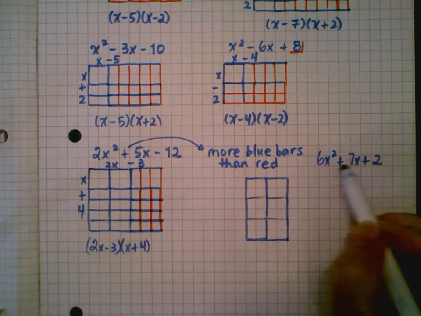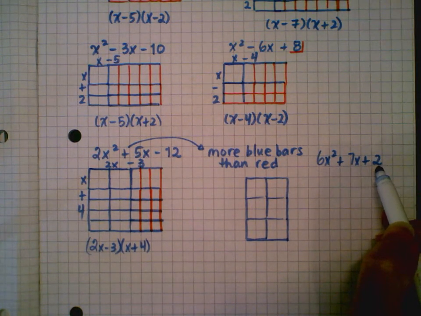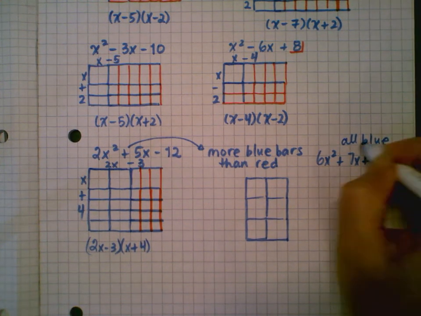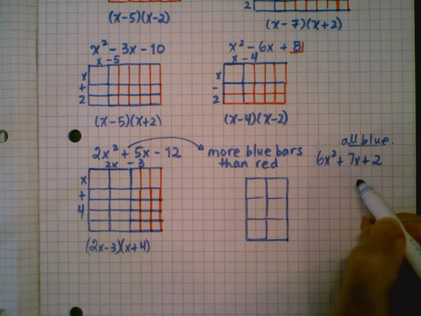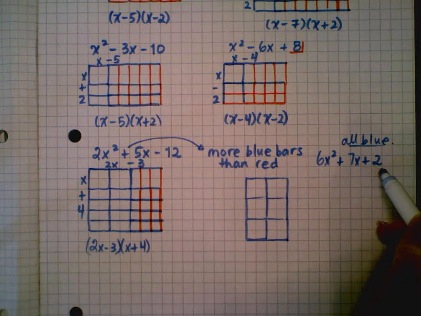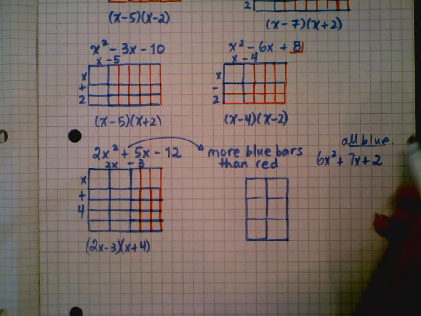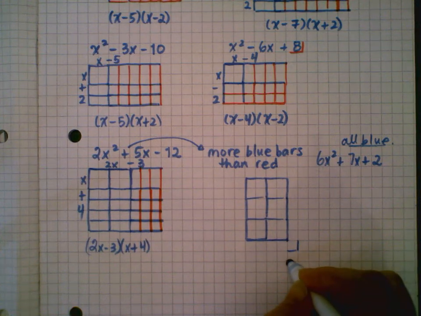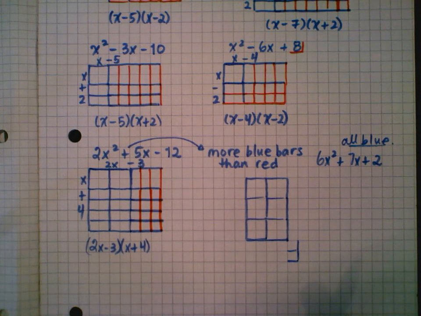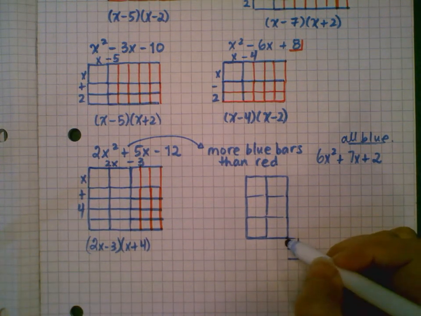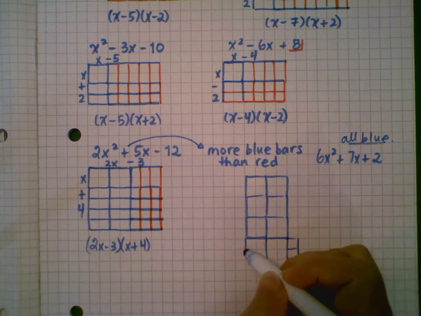Okay, now these are all positives, so I know everything is going to be blue in this drawing. All positives, all blue. All right, constant is plus 2. So 2 is made by doing 2 times 1. So 1, 2. Like that. And then I just complete my rectangle by extending each of the lines that I've already drawn.